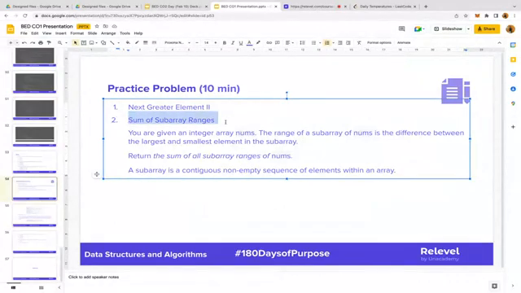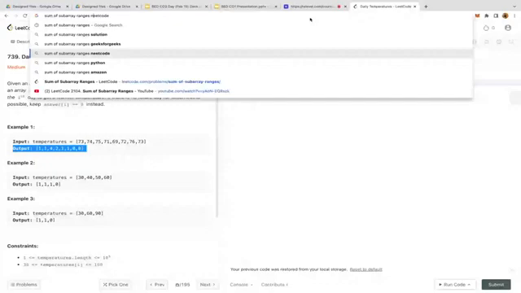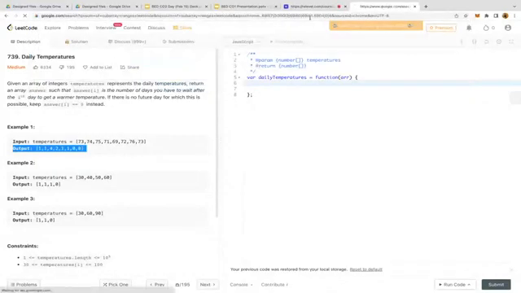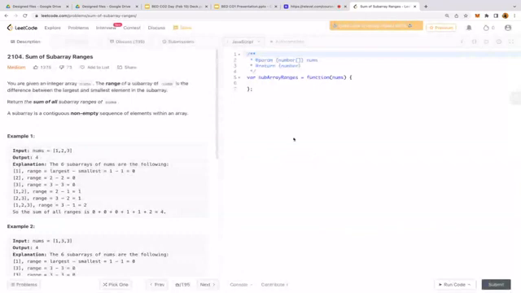Sum of sub-array ranges. This one is also available here, on LeetCode. Sub-array ranges, so this is also medium. And see, guys, this is also going to be a very easy question. Why is this question going to be easy? Because we have already done the sub-array minimums. That's why this question is also going to be very easy.